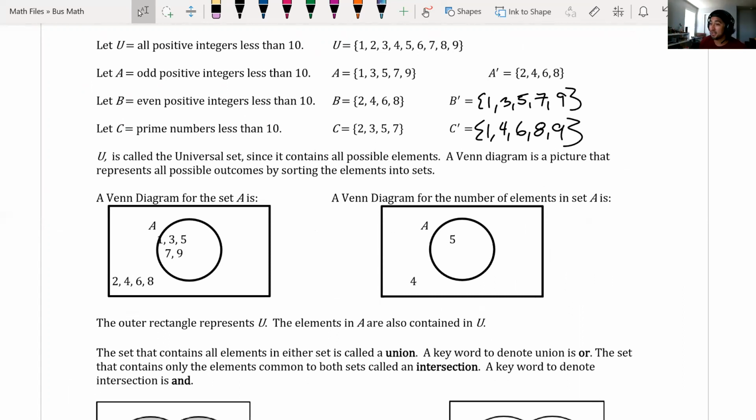Okay. And then the next one denotes the number of elements in a set, n of A. So if set A holds the elements 1, 2, 3, 4, 5, 6, this means that there are 6 elements in set A, therefore n of A equals 6. Okay. So these are notations, and let's try them out.